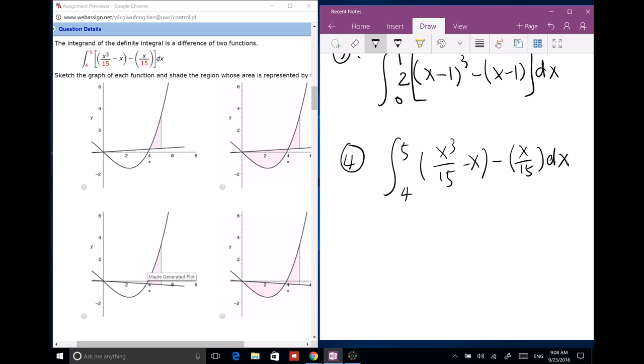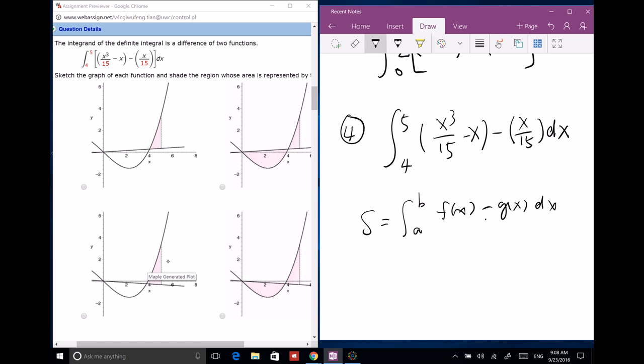Oh, so when you do the area, it is the integral from a to b of f(x) minus g(x) dx, right? Well, the subtraction is already there. Then there's a subtraction over there. So the first function, f(x), is for sure going to be x cubed over 15 minus x, right? That's the first one. The second one should be x over 15, because they already have a minus, so just put it down. So this is g(x). Does that make sense? Yep.